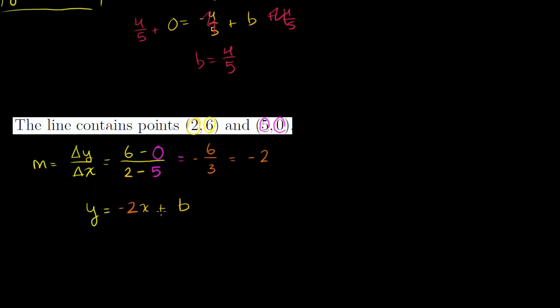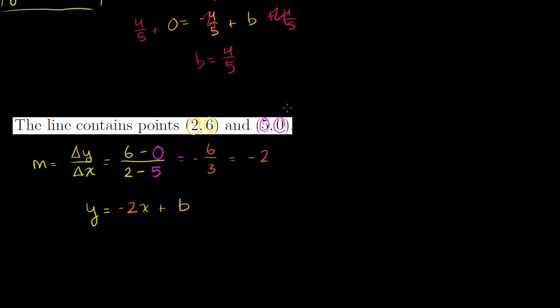Now we can do exactly what we did in the last problem. We can use one of these points to solve for b. We can use either one. Both of these are on the line, so both of these must satisfy this equation. I'll use the (5, 0) because it's always nice when you have a 0 there. The math is a little bit easier. So let's put the (5, 0) there.